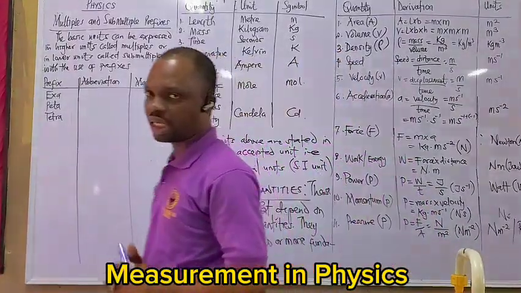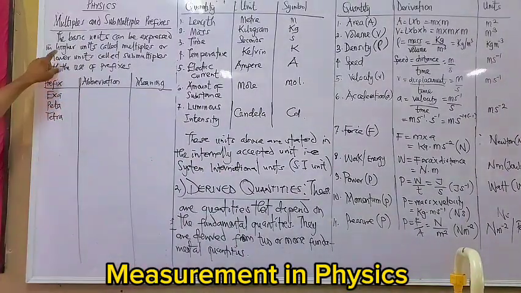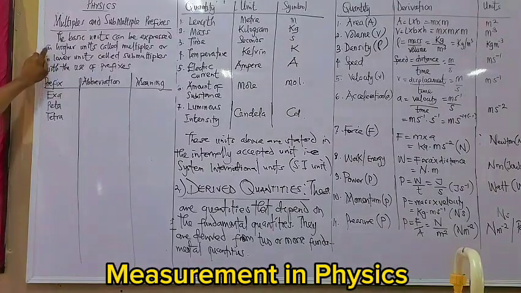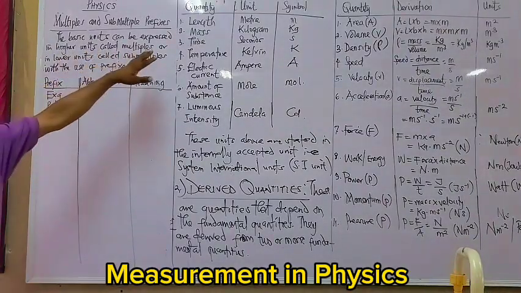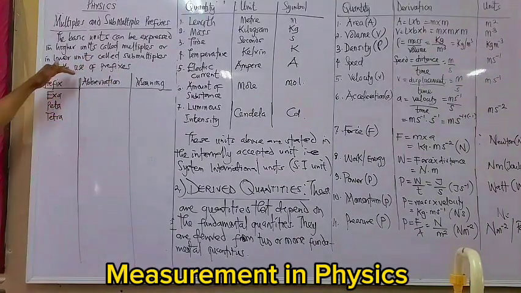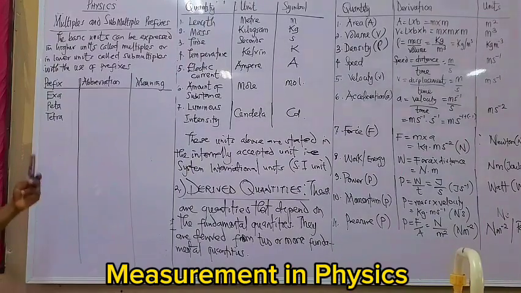So we also have that in physics. So we have what we call the multiple prefixes. These are used to express higher units. That's what we call multiples. Then we also have the submultiples. Those are used to represent lower units.